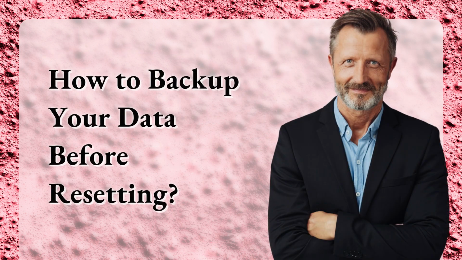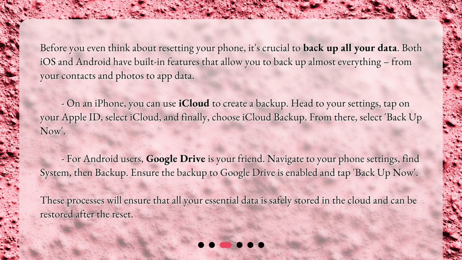How to back up your data before resetting. Before you even think about resetting your phone, it's crucial to back up all your data. Both iOS and Android have built-in features that allow you to back up almost everything, from your contacts and photos to app data. On an iPhone, you can use iCloud to create a backup. Head to your settings, tap on your Apple ID, select iCloud, and finally, choose iCloud Backup. From there, select Backup Now.